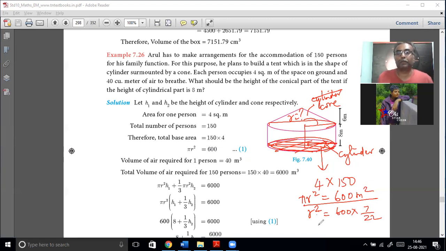Each person occupies 4 square meters of ground space and 40 cubic meters of air to breathe. So 40 cubic meters of air to breathe. That means 150 persons, each of them will have 40 meter cubed. That will be the total volume. Okay. Let us do it in the page and see. We'll do it separately.